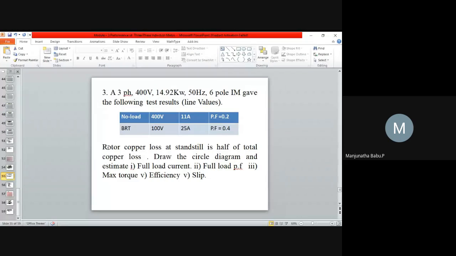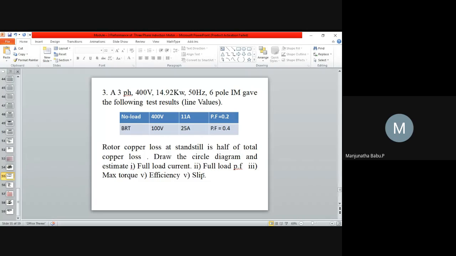So you must be careful with respect to this data. Rotor copper loss at standstill is half of the total copper loss. Now draw the circle diagram and estimate full load current, full load power factor, maximum torque, efficiency and slip.